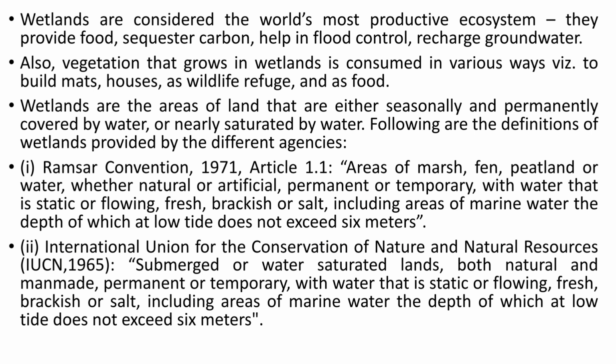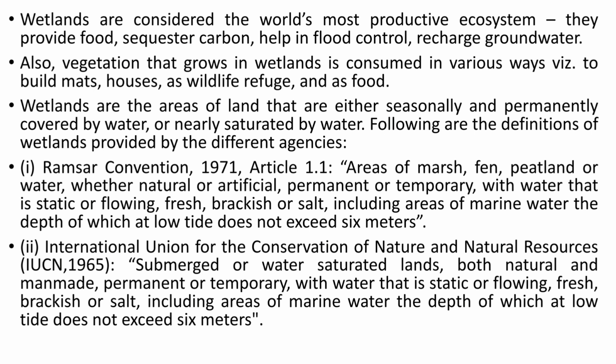So what is the real definition of wetland? The definitions of wetland are provided by different agencies. At first, the Ramsar Convention in 1971 defined wetland as areas of marsh, fen, peatland or water, whether natural or artificial, permanent or temporary, with water that is static or flowing, fresh, brackish or salt, including areas of marine water, the depth of which at low tide does not exceed 6 meters. So the depth cannot exceed 6 meters. It is the definition which was given by the Ramsar Convention in 1971.